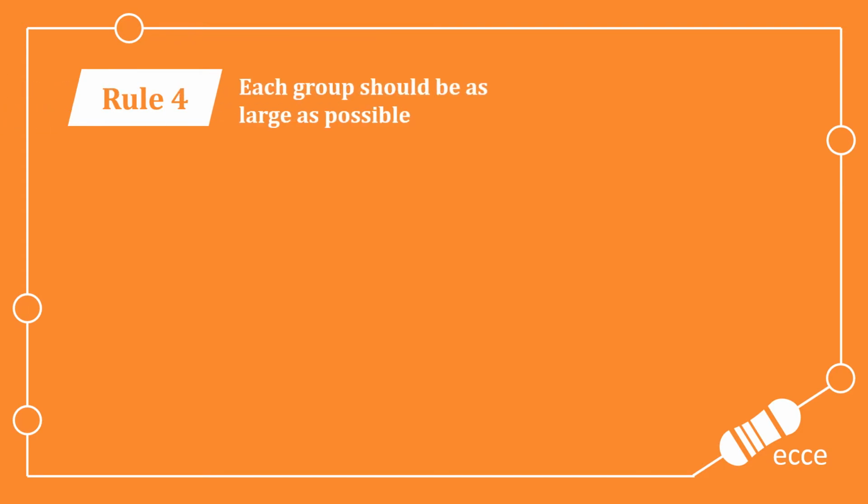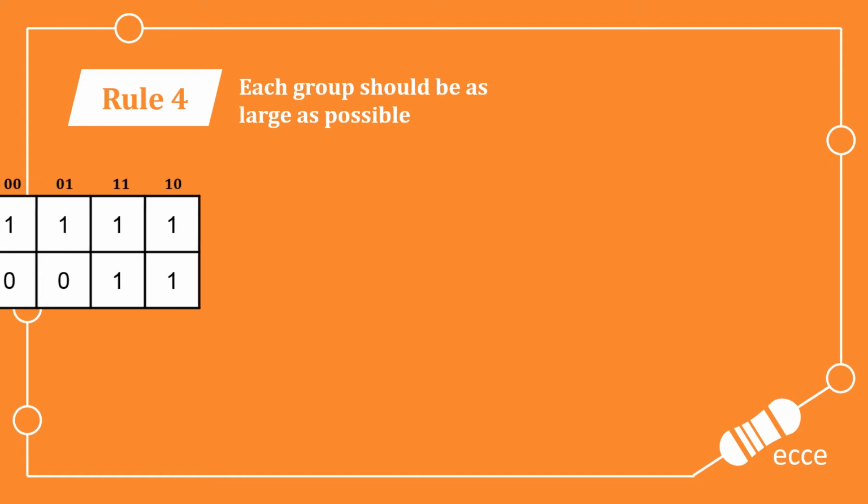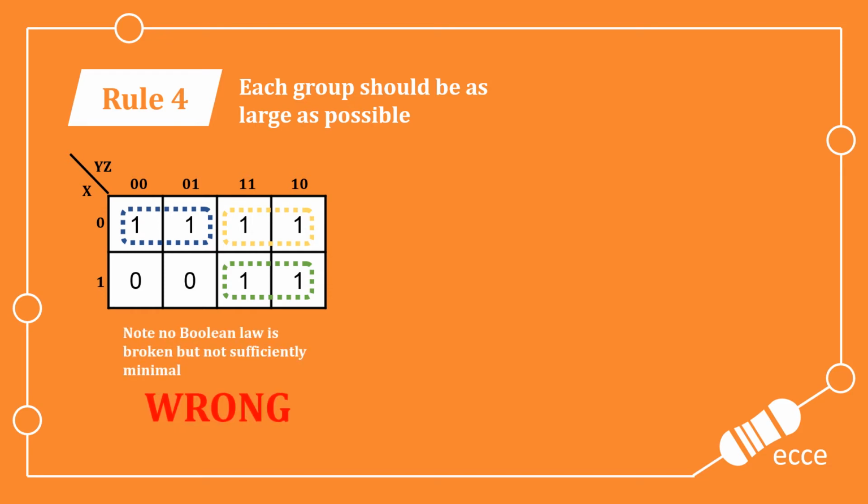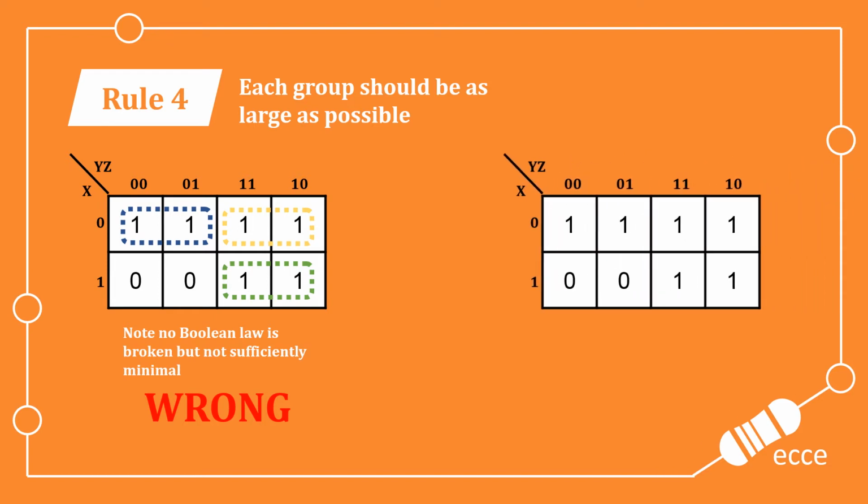Rule 4. Each group should be as large as possible. But we must not disregard the first 3 rules that we have discussed. For this example, we see 6 ones. When we use 3 pairs to accommodate the 6, we are not optimizing. Even though no Boolean law is broken when we do this, this is not sufficiently minimal. In grouping, it must be as large as possible. As for this example, the correct groupings would be a horizontal of 4 ones, and a box of 2 by 2.